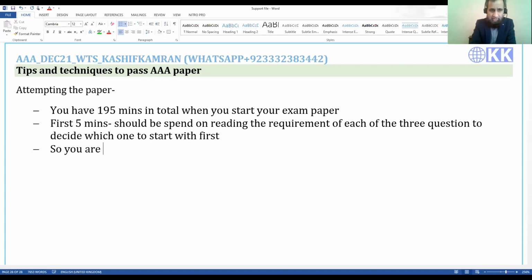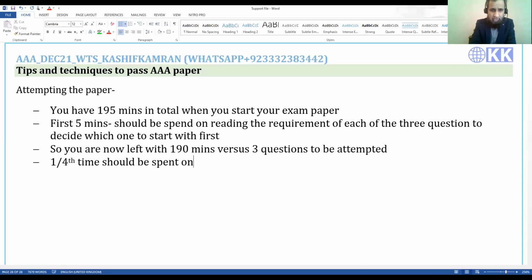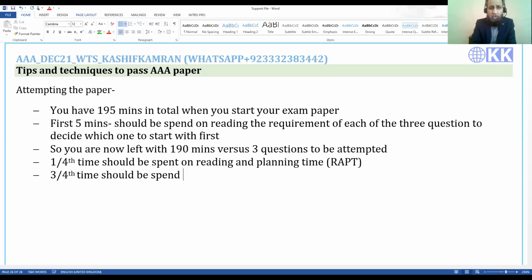So you are now left with 190 minutes versus 3 questions to be attempted. Now, as per the rule of ACCA, 1/4 of the time should be spent on reading and planning, which you don't, and that's the reason you fail. Reading and planning time, RAPT, is 1/4, and 3/4 of the 190 minutes should be spent on writing. If you follow this, great. If you don't, you will fail, because 1/4 is quality. And to get quality, you need to invest in that 1/4.